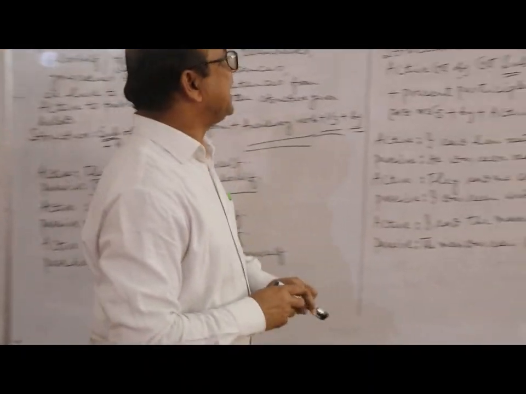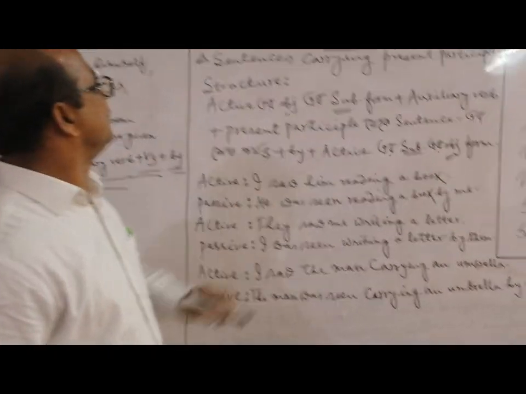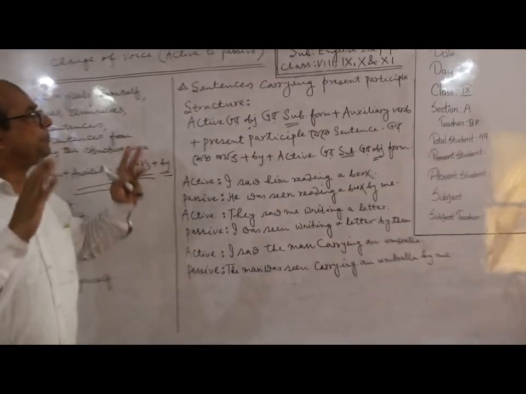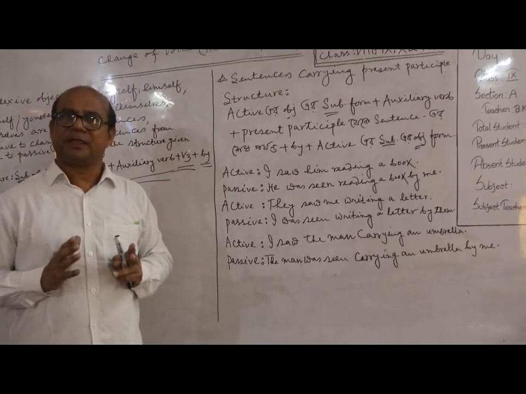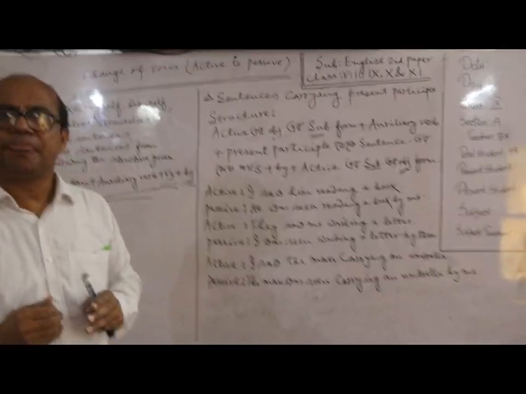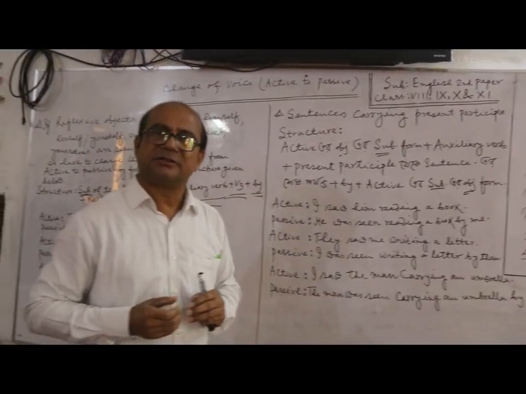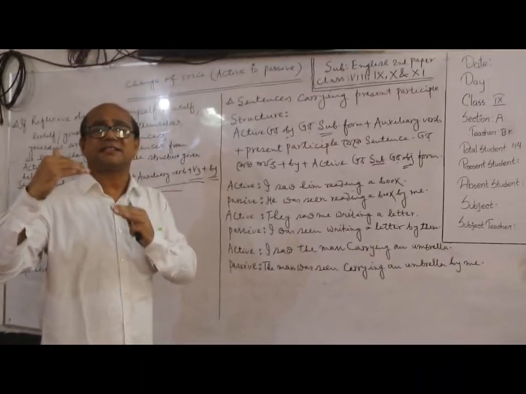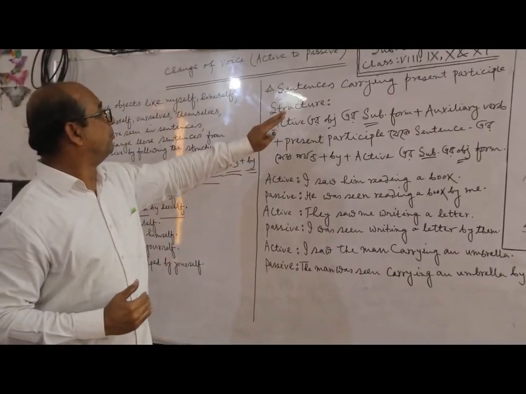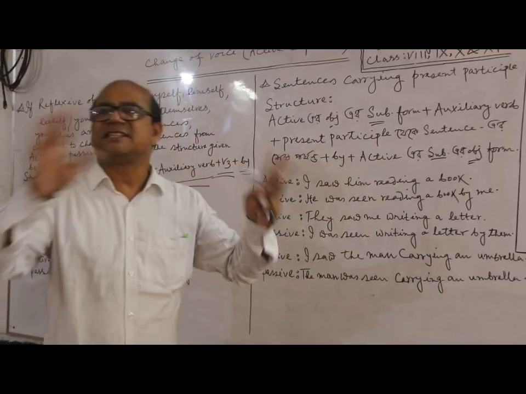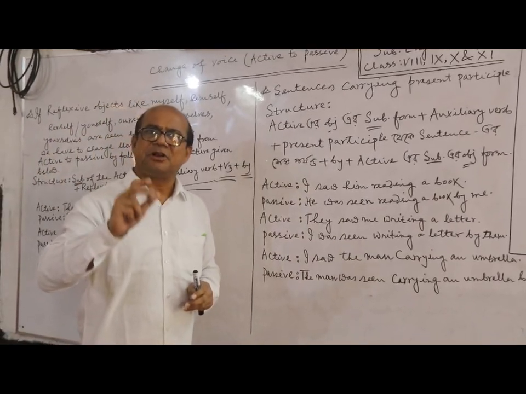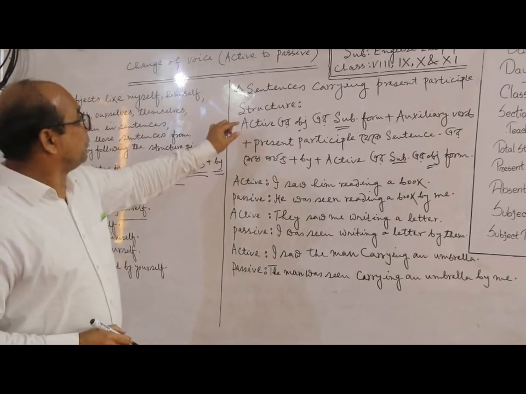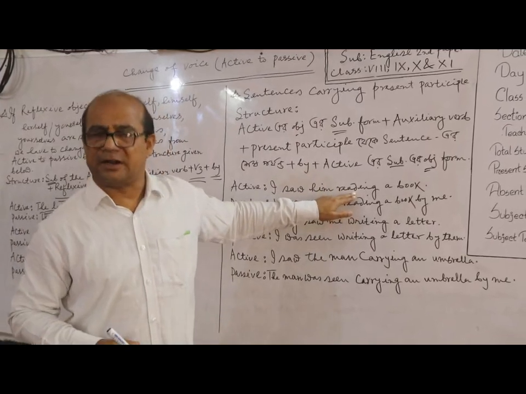Now, I would like to show you another rule. Sentences that carry a present participle. I hope all of you know what a present participle is. I can also explain first what a participle is. Participle is the form of verb which expresses the meaning of verb and adjective. And participles are of 3 kinds: present participle, past participle, perfect participle. But today, I have used only the present participle.